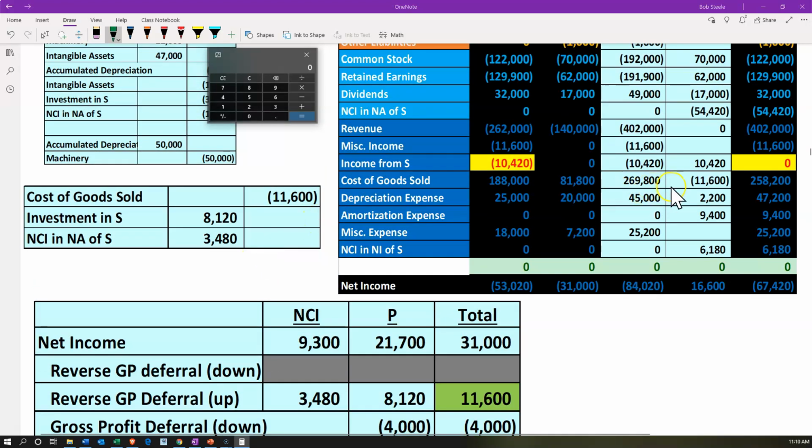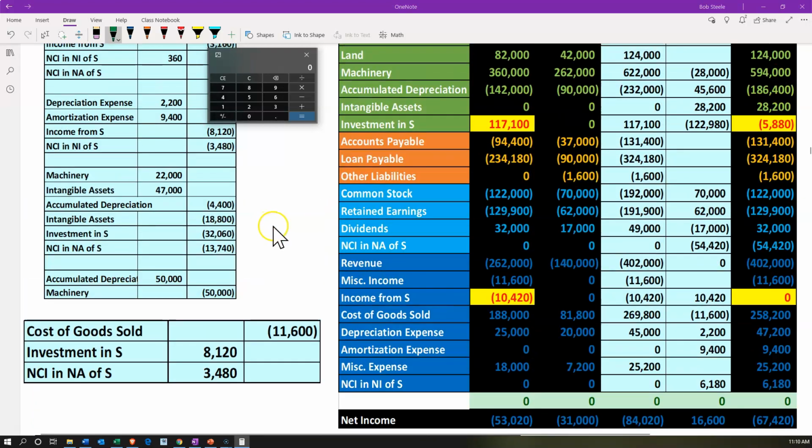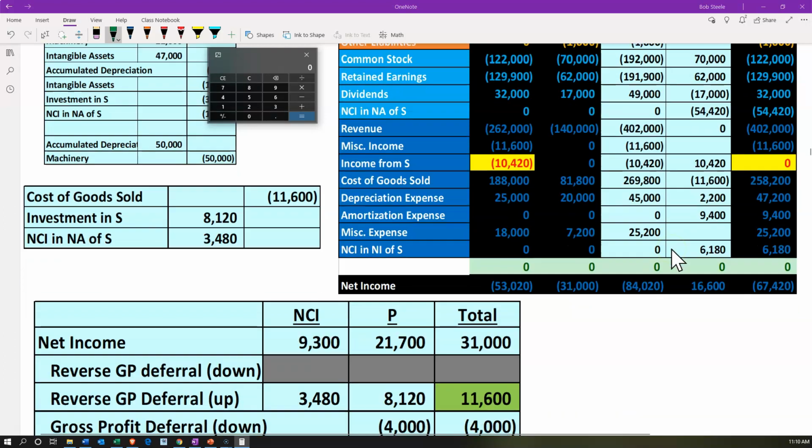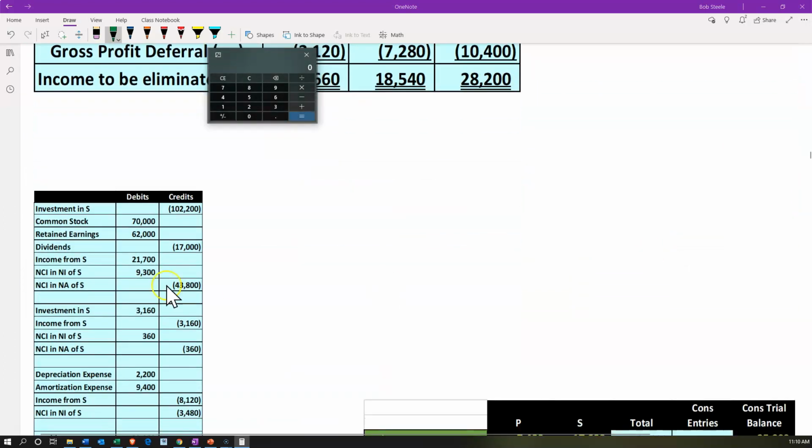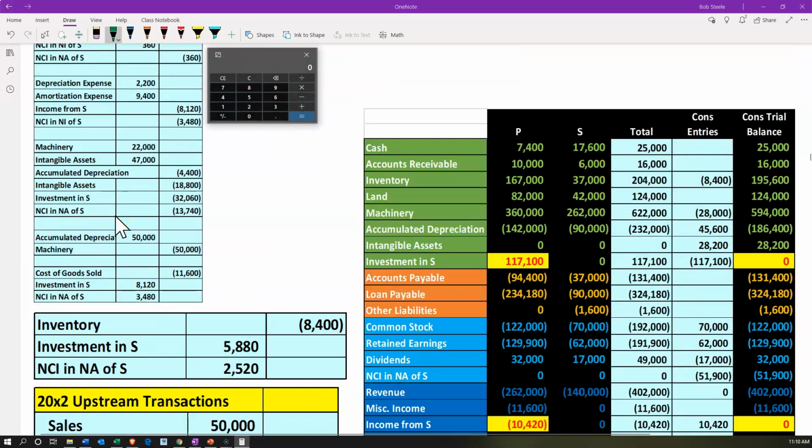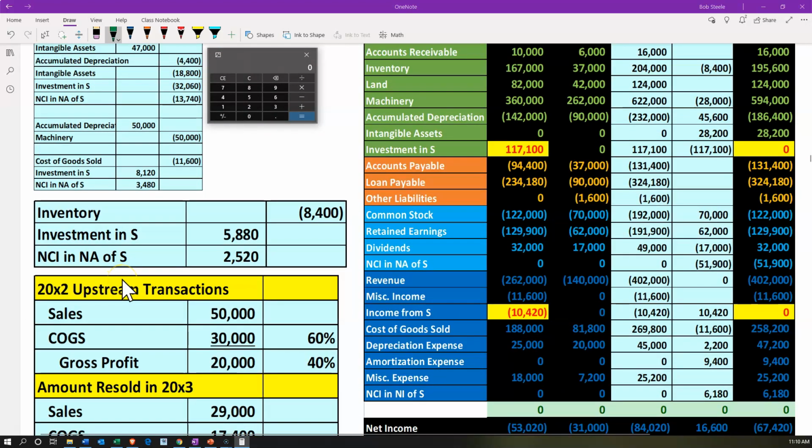So cost of goods sold is affected, the investment account is affected up top here, and then the non-controlling interest is affected here. All right, next one. Scrolling down, this is what we've done thus far, and this is the one we're going to be concentrating on now. And this one's kind of the new one.